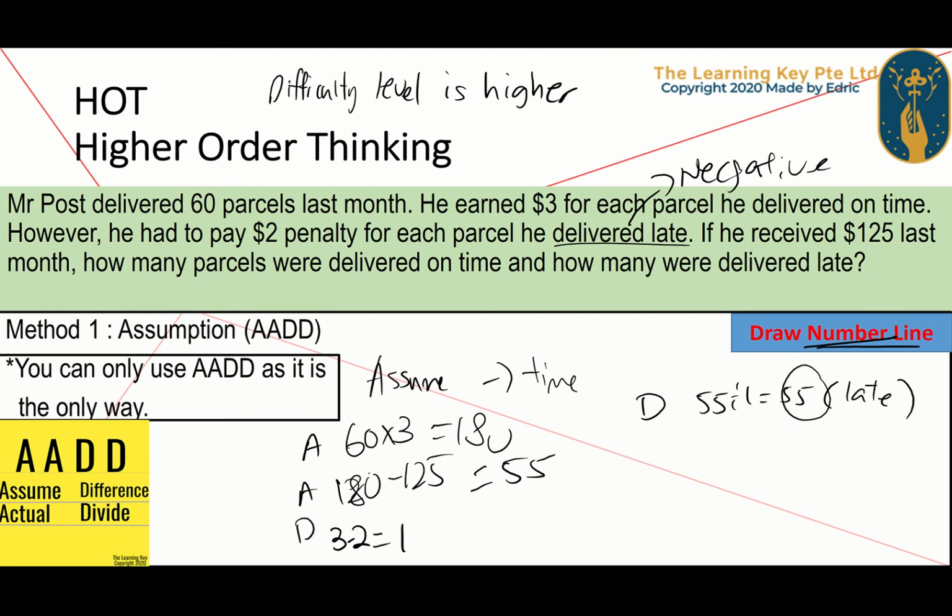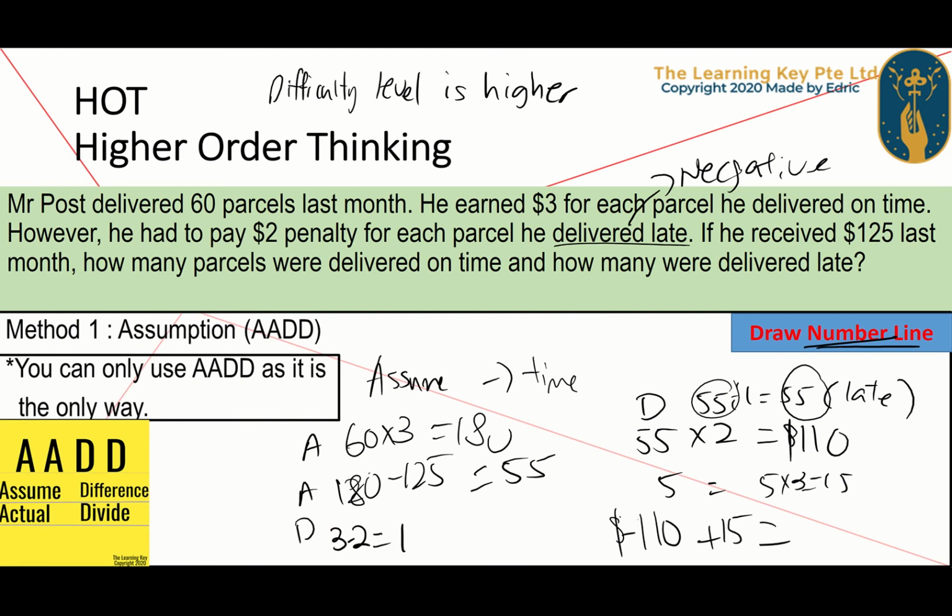But then if this is the amount late, he had to pay $2 penalty. So that means he paid a $110 penalty. And then if he only got 55, that means that he only got 5 parcels on time. Okay, that means that he only got 5 times 3 equals to 15. That means, right, it is minus 110 plus 15, which gives him how much? He still has to pay 95. That means he has a negative 95.